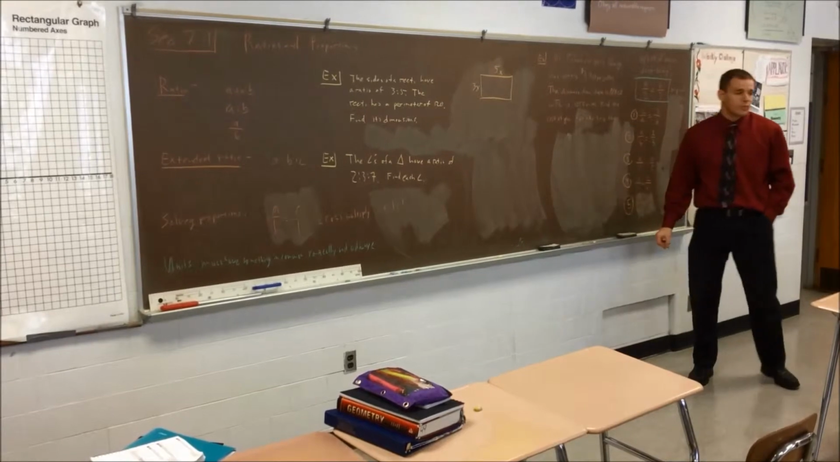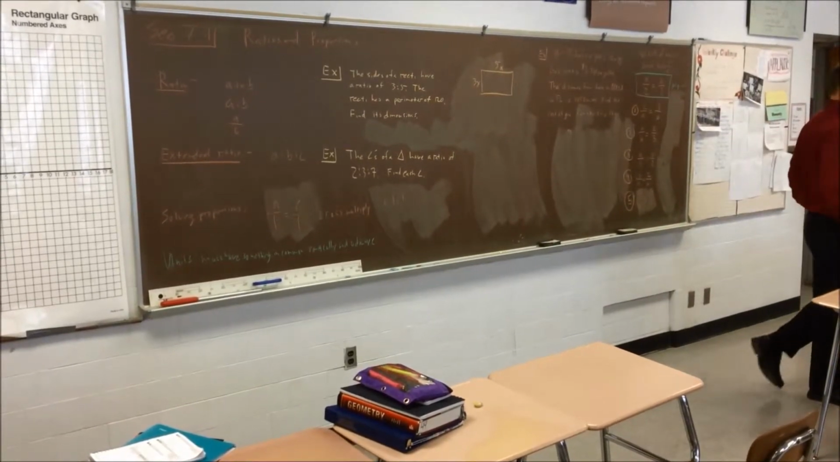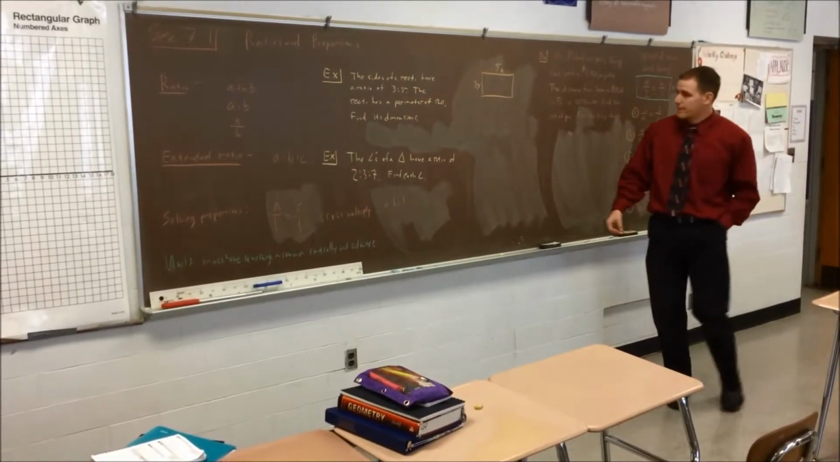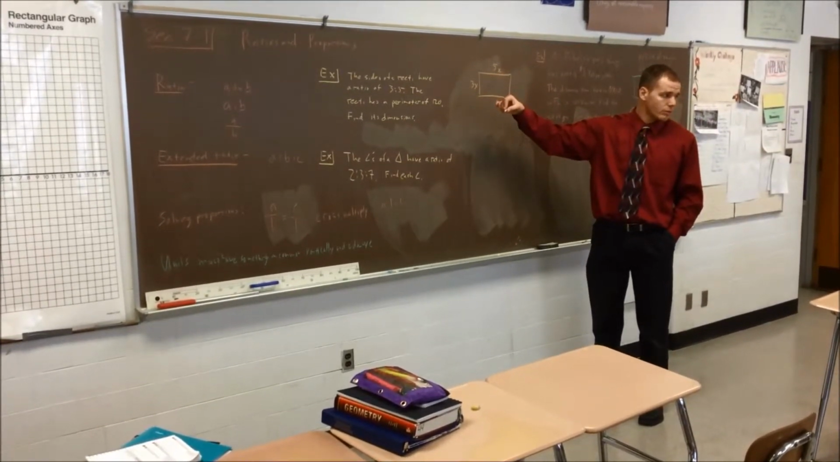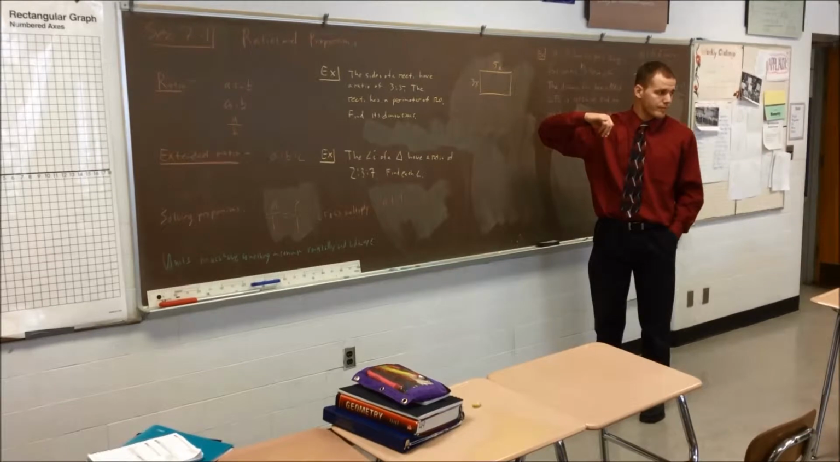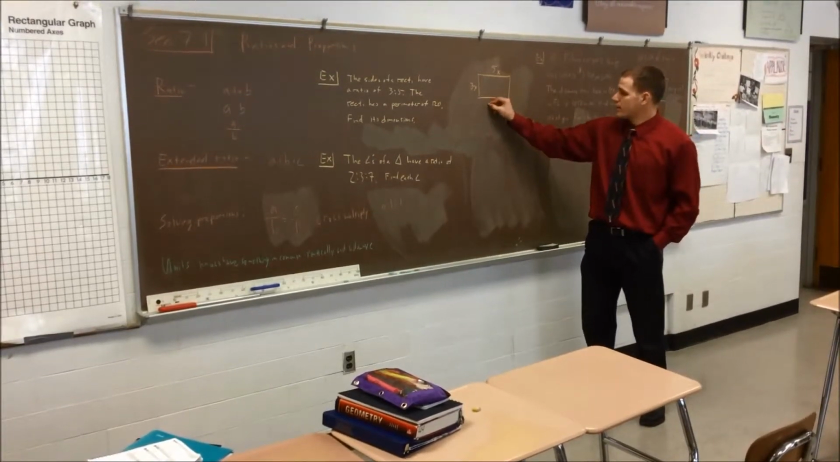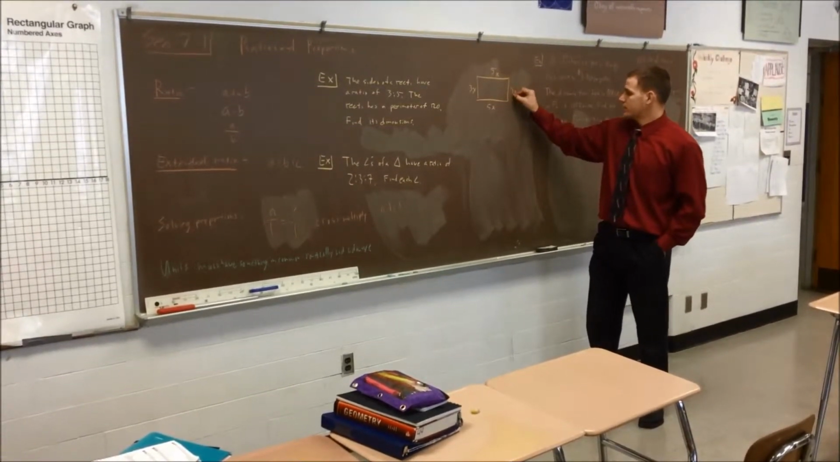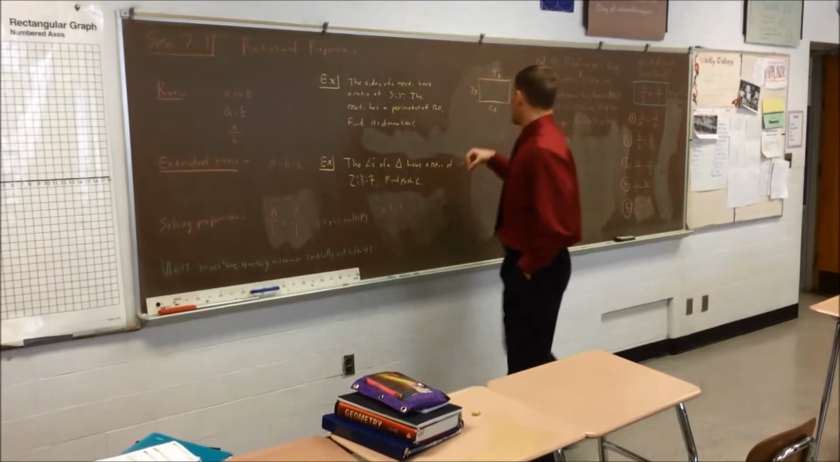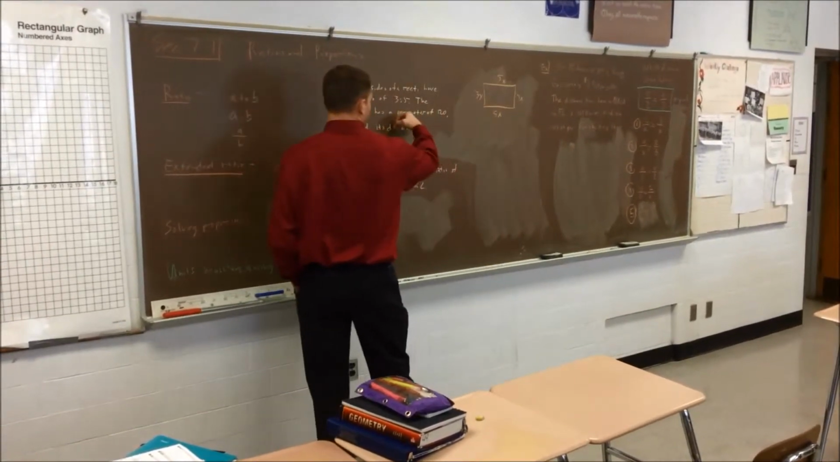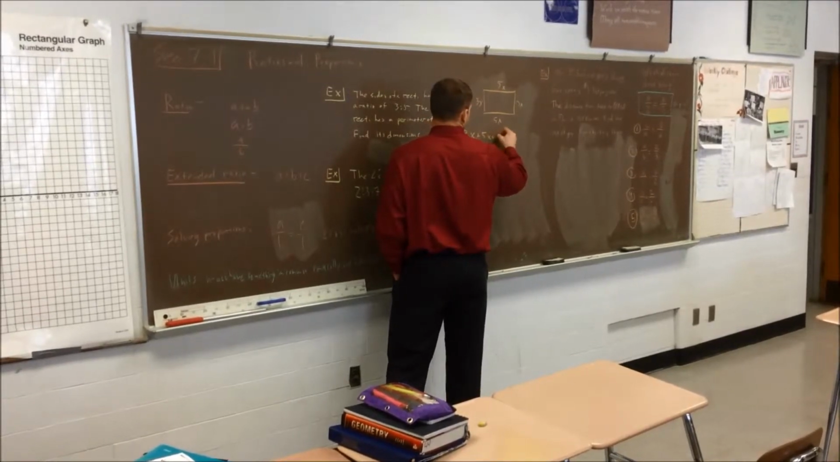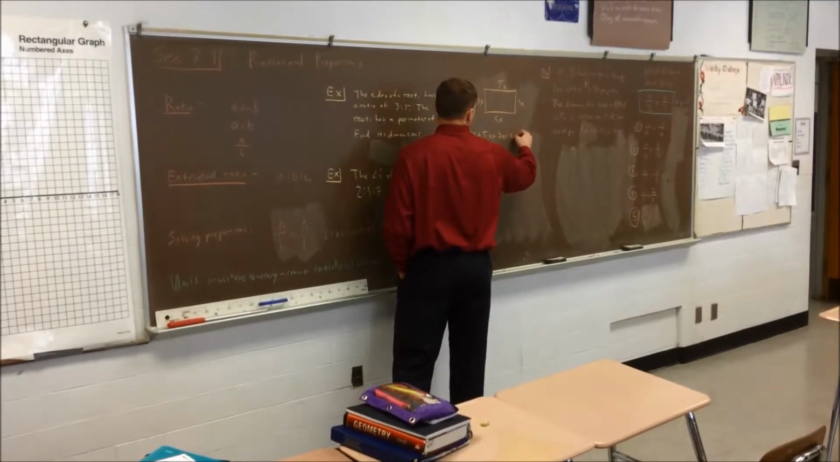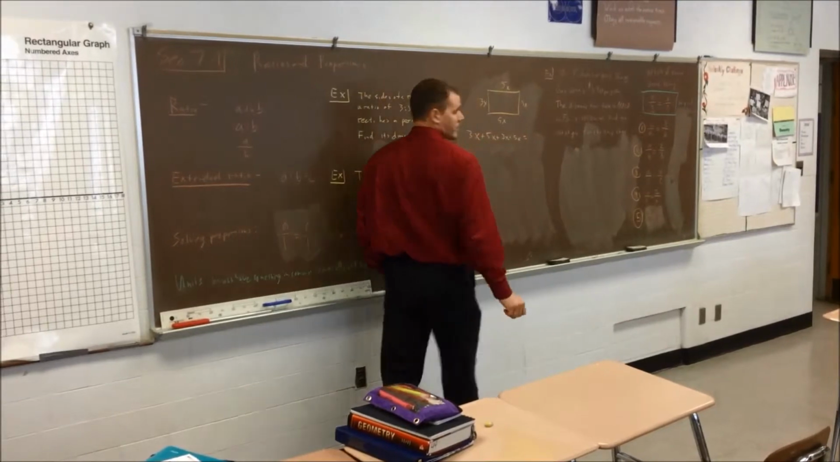Now if we have to find the perimeter, how do we find the perimeter? Add up all the sides. So we're going to take 3x plus 5x, and then 5x and then 3x. The sides have a ratio of 3 to 5, so to find the perimeter, 3x plus 5x plus 3x plus 5x. And what is the perimeter?